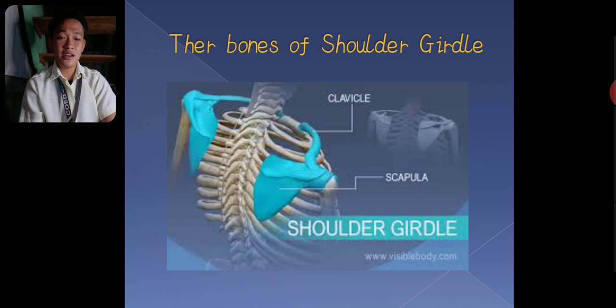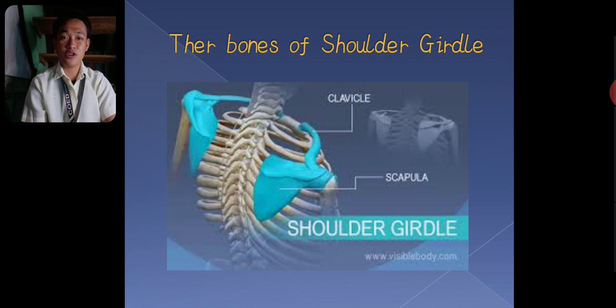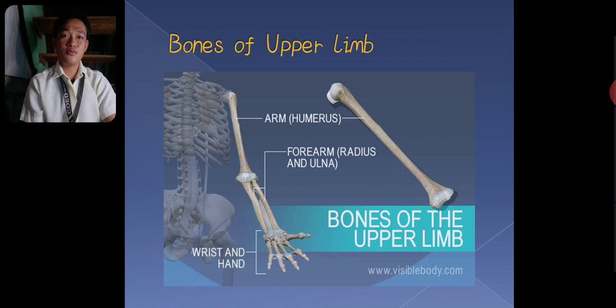So, shoulder girdle ay konektado sa ating upper limb na tinatawag patungo sa ating axial skeleton. So these bones provide attachments for muscles that move the shoulders and upper limbs. So bones of upper limb. So meron ditong example tayong arm or tinatawag na humerus, forearm or radius and ulna, and wrist and hand.